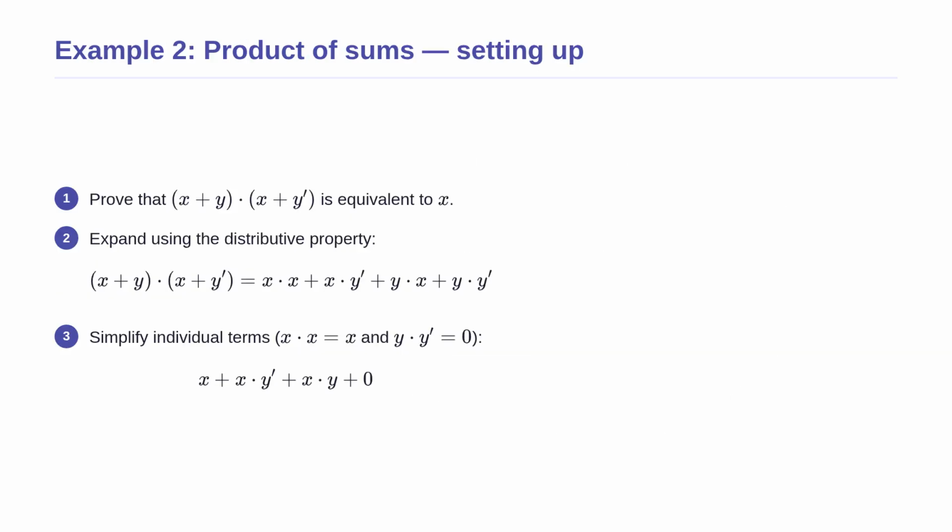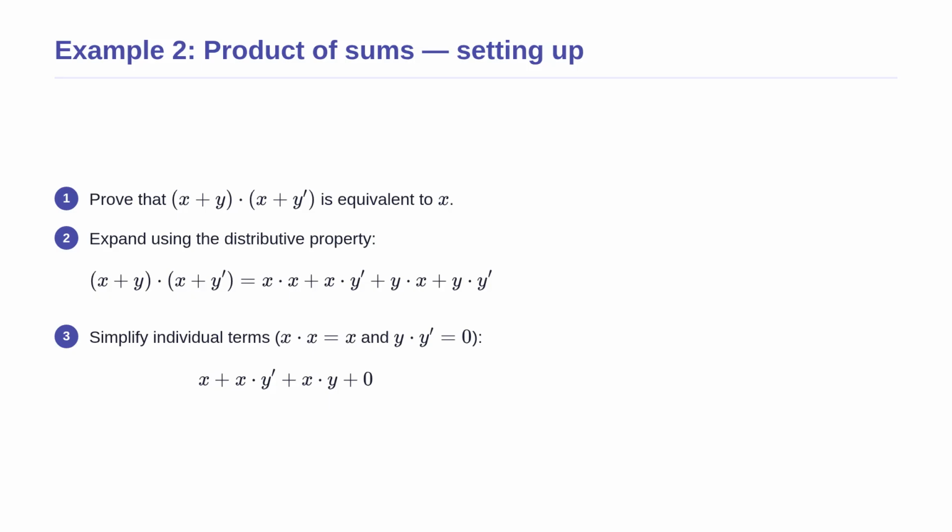Now that we understand the absorption law, let us tackle a slightly more complex example. We want to prove that the Boolean polynomial (x plus y) and (x plus y prime) is equivalent to just x. The symbol y prime represents the logical not of y. Our approach here is to expand the expression using the distributive law, just like in regular high school algebra. We multiply the terms out, giving us 4 separate pieces.